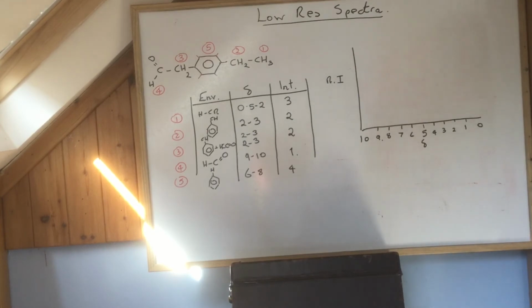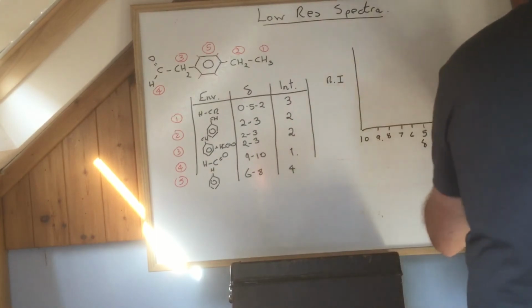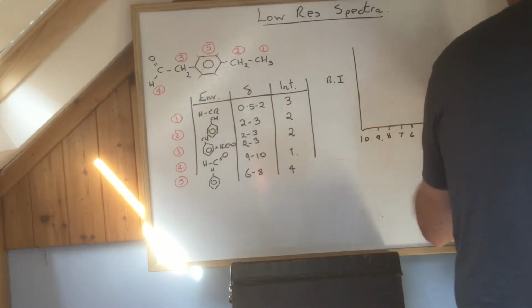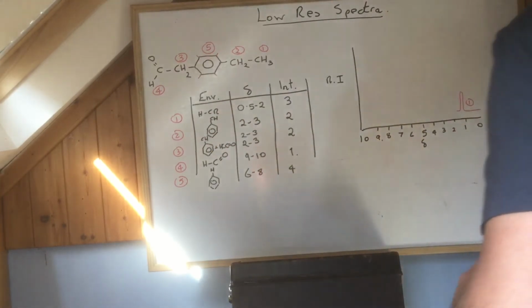Right then. Hopefully I won't cock this up. Go to red. Easy bit first. Lines along here. Peak there. That's going to be peak number 1. I'll do the integration trace in a minute.